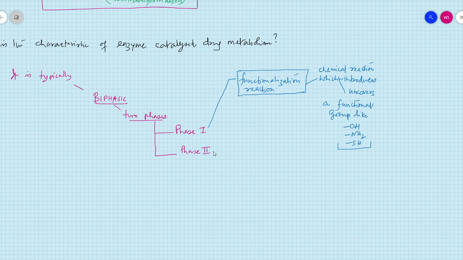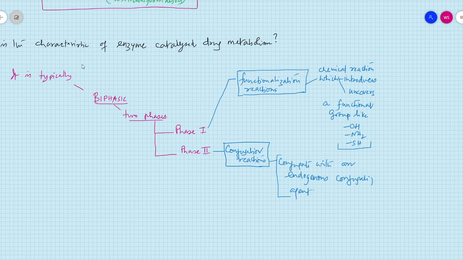So what is a phase two reaction? Those are conjugation reactions. So what is a conjugation reaction? Conjugation reaction is where functional groups like these conjugate with an endogenous conjugating agent. Endogenous meaning it is present within the body. So those kinds of reactions are called conjugation reactions.